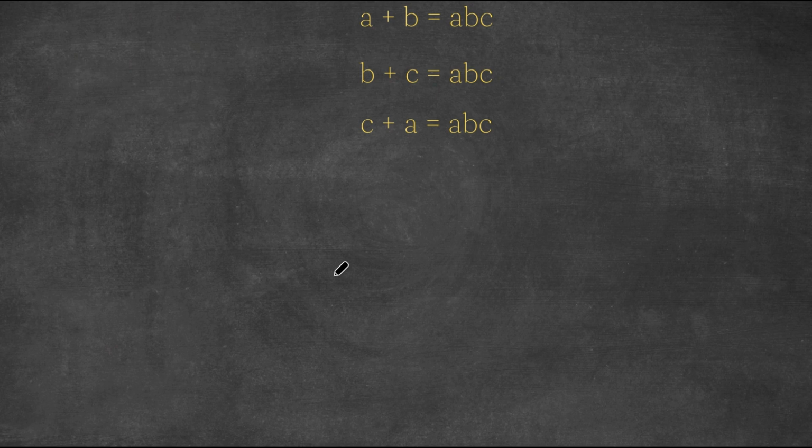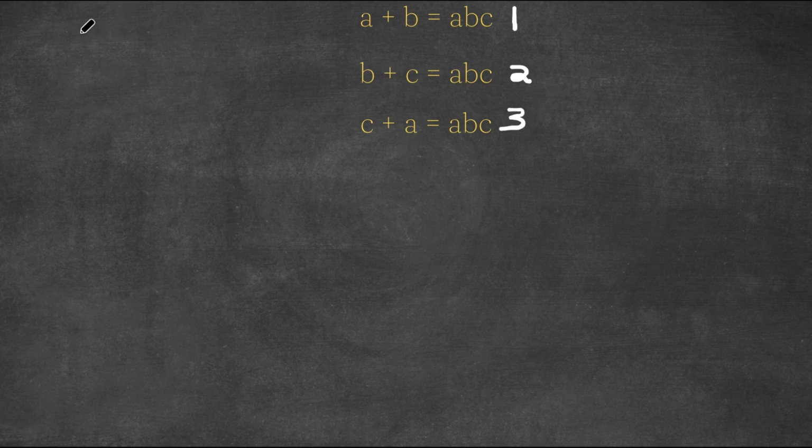Academics. In today's video, I'm going to be showing you guys how to solve this Olympiad problem. So right here, we have a system of equations with three equations. We have a plus b equals abc, b plus c equals abc, and c plus a equals abc. So what I'm first going to do is number these 1, 2, and 3.